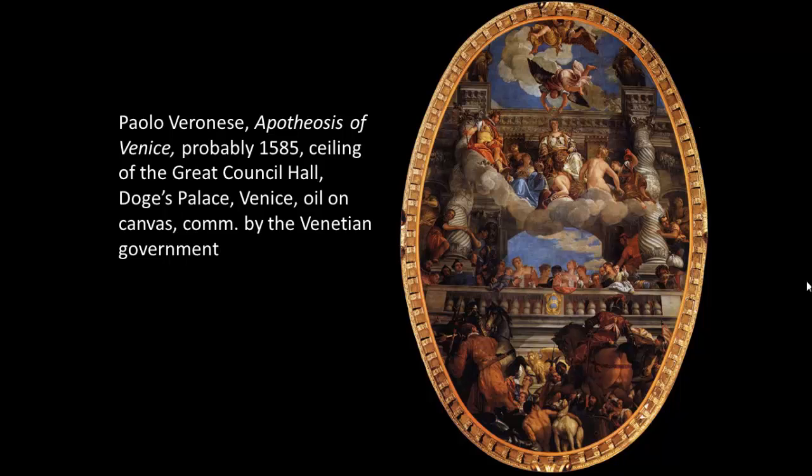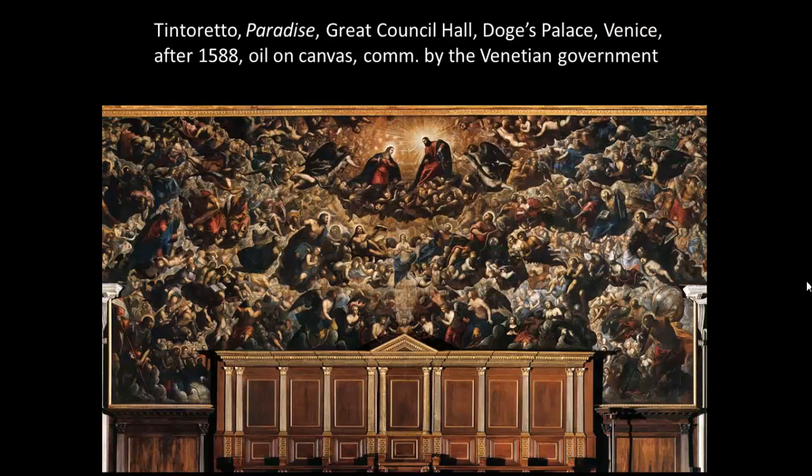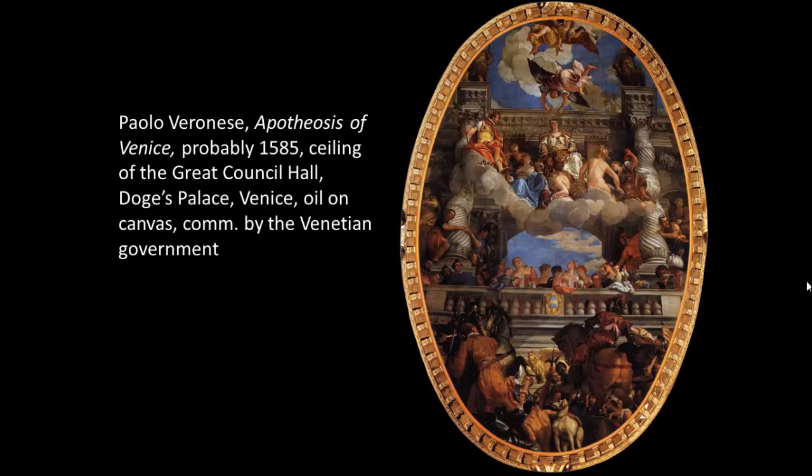His works are characterized as crowded paintings of figures with theatrical effects and sumptuously dressed figures. So this work I'm showing you here, the Apotheosis of Venice, dates to about 1585, and this is on the ceiling of the same room of Tintoretto's Paradise. So if I go back here, if you're standing in the middle of this room looking towards the Tintoretto, if you look straight up, you're looking up at Veronese's Apotheosis of Venice.